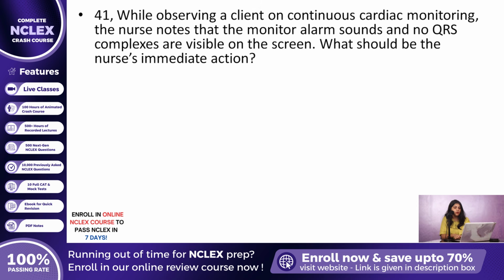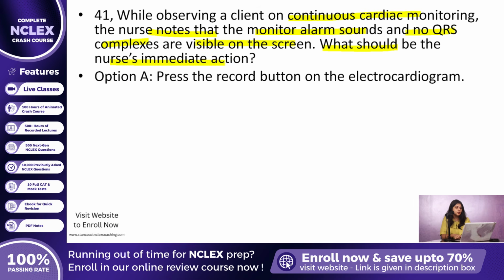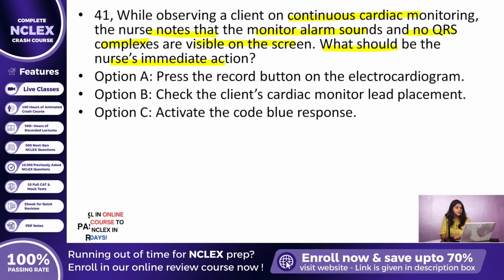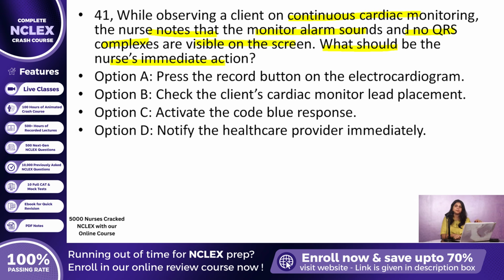While observing a client on continuous cardiac monitoring, the nurse notes that the monitor alarm sounds and no QRS complexes are visible on the screen. What should be the nurse's immediate action? Option A, press the record button on the electrocardiogram. Option B, check the client's cardiac monitor lead placement. Option C, activate the code blue response. Option D, notify the healthcare provider immediately.